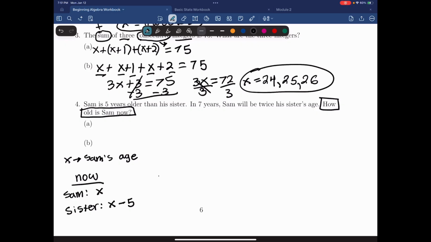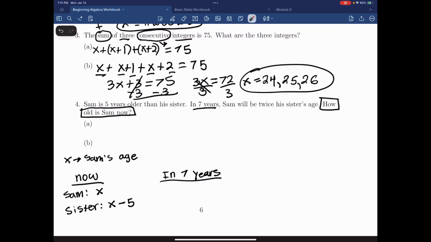And then let's take a look here. We're also given some more information that in 7 years, we're given that Sam will be twice his sister's age. So before we add in that Sam will be twice his sister's age, let's just translate these algebraic expressions from now to 7 years. Sam's expression is just going to change by 7, so we're just going to say x plus 7.